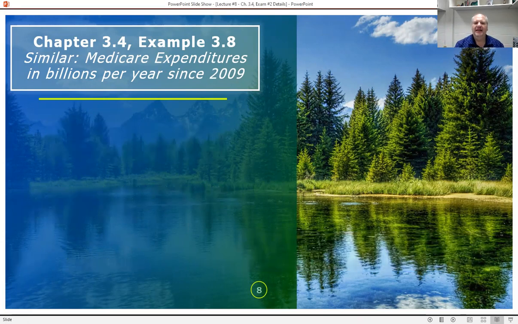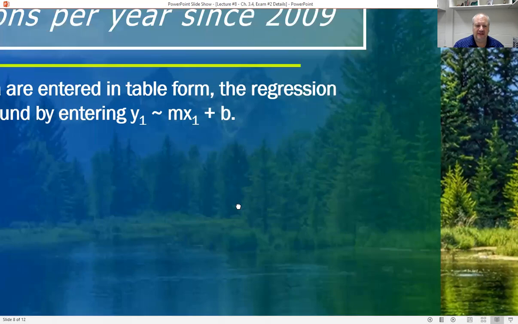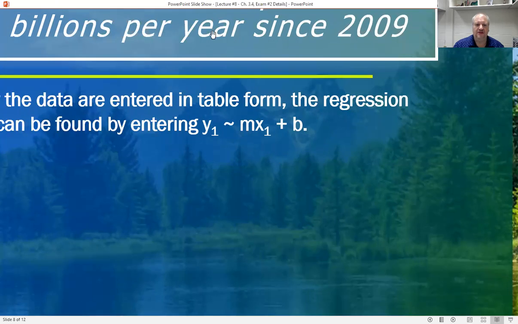See if we can now take that data and come up with some kind of answer for what the line of best fit would be. So after the data are entered into the form, the regression line can be found by entering this important syntax. Now I want you to look very closely with me, friends, at the way this is written, and I'm going to highlight it for us as well, because we need to talk about this today.